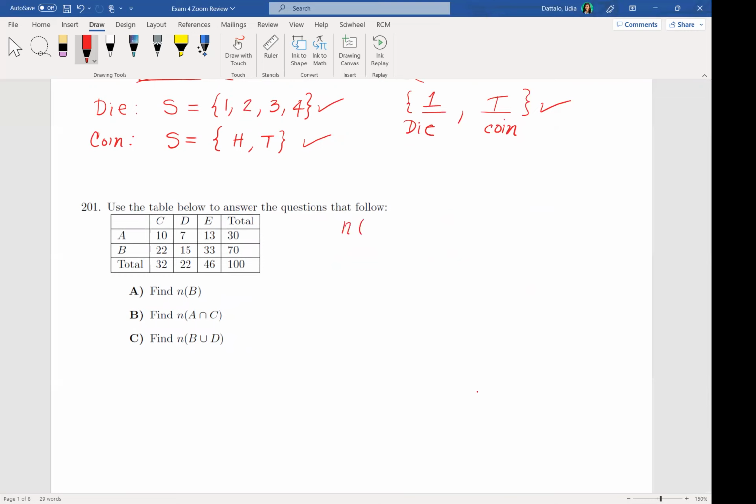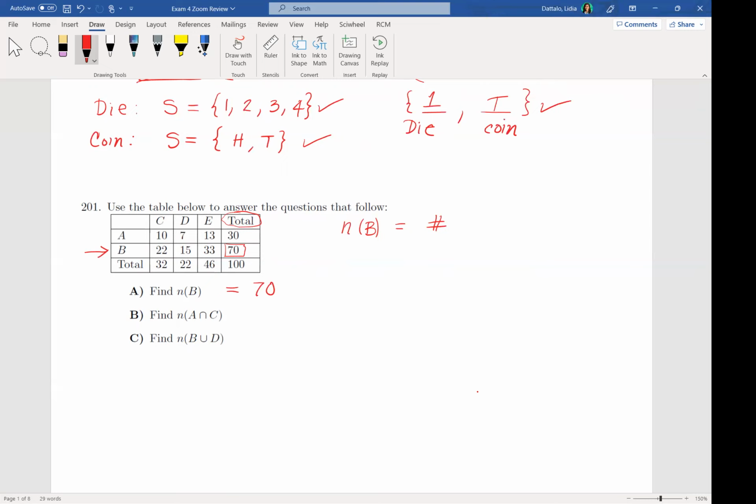N of B just means the number in B, in the event B. So let's look at B. Well, here's B. So what we want to do is we want to go all the way down to the column that says total and grab that amount. So the number in B, for event B, is a total of 70.